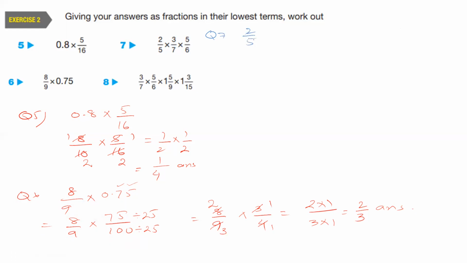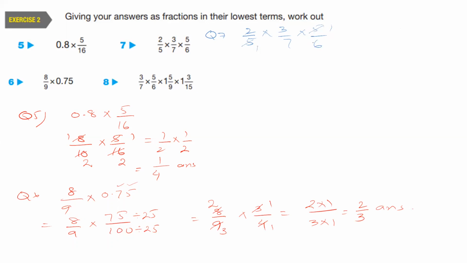2 by 5 times 3 by 7 times 5 by 6. Okay, now we find a number that, 5, as you know, 5 is in the numerator of one fraction. So we cancel this 5. 5 times 1 is 5. And this 5 is in the denominator of this fraction because all these fractions are multiplying together. So we can cancel out one 5 with the other 5. So we have 2 and 3 and 1 in the numerator, 1, 7 and 6 in the denominator.